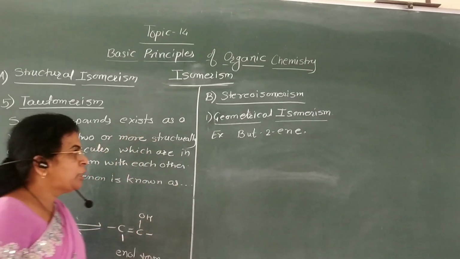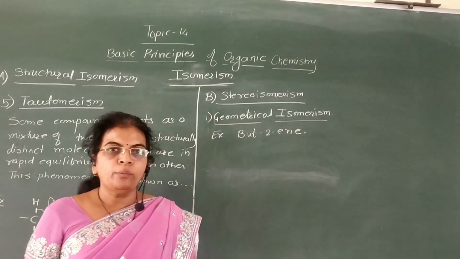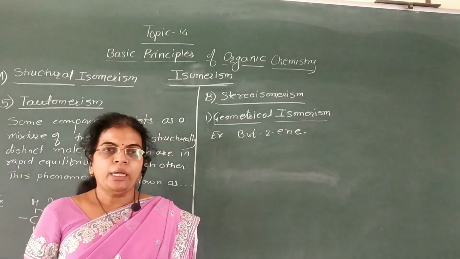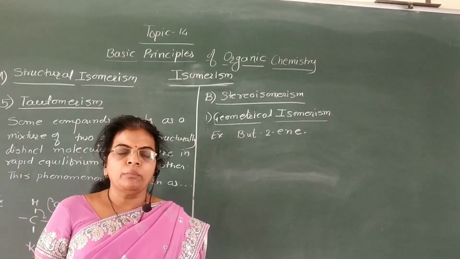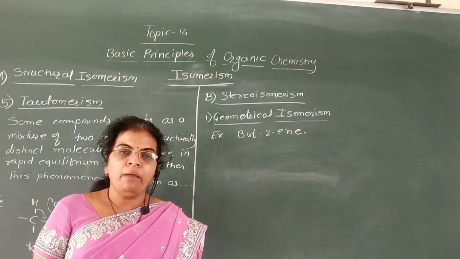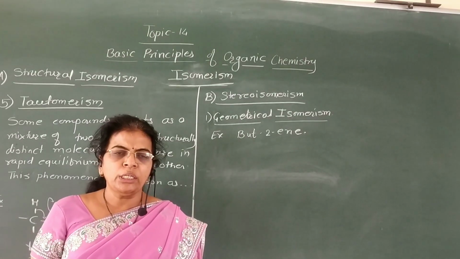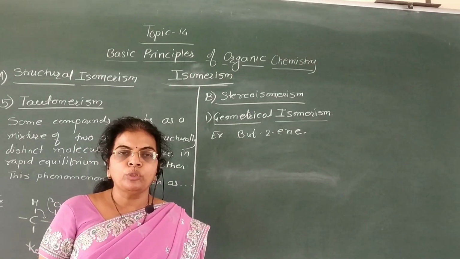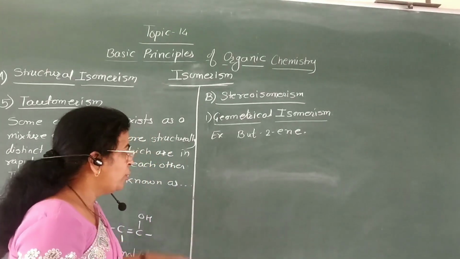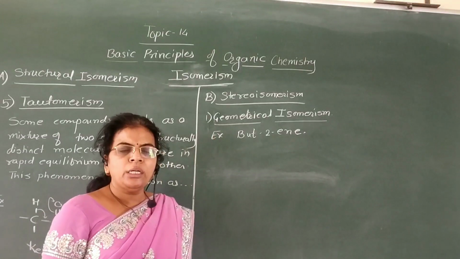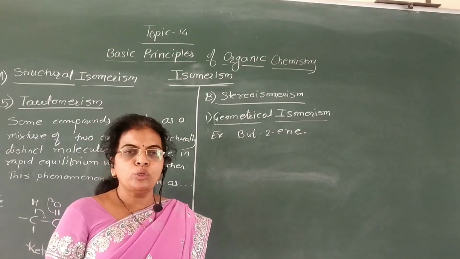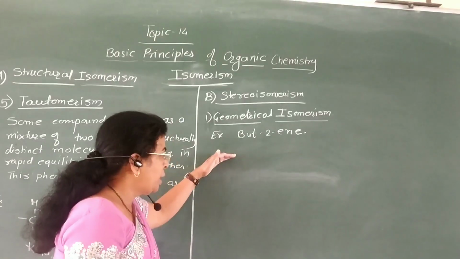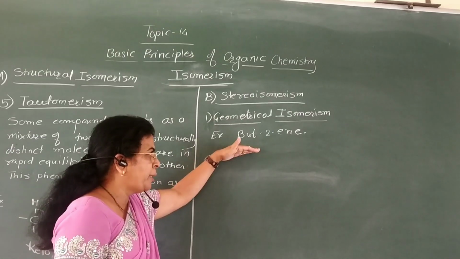Now we are going to see stereoisomerism. There are two types of stereoisomerism: geometrical isomerism and optical isomerism. Optical isomerism is not included in our 11th standard syllabus. We are going to discuss this optical isomerism in 12th standard in the halogen derivatives topic. Now here we are going to discuss geometrical isomerism. This geometrical isomerism is also included in the hydrocarbon topic under the alkenes. Now here we are going to see an example of this geometrical isomerism.